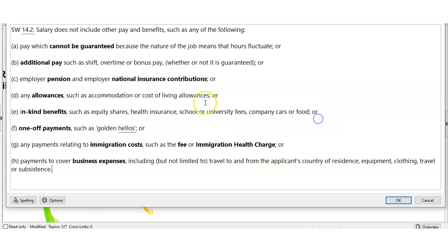And the salary should not include any of the following. Pay which is not guaranteed, so they would like the employers to give guaranteed pay, and the salary should not include any additional pay such as shift, overtime or bonus pay, which is in other words the same as non-guaranteed income. It also should not include the employer's pension and employer national insurance contributions, or any allowances such as accommodation or cost of living, or in-kind benefits such as equity shares, health insurance, school or university fees, company cars, food, etc., and also one-off payments such as golden hellos or any payments relating to immigration costs such as a fee for making the application or the immigration health surcharge, and finally no payments to cover business expenses including travel to and from the applicant's country of residence, equipment, clothing, travel or subsistence.